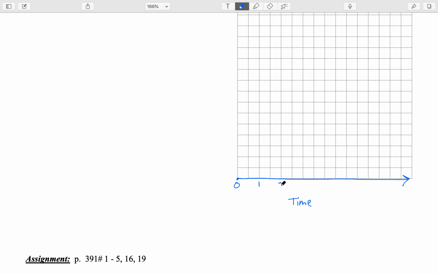1, 2, 3, 4, 5, 6, 7, 8. Okay, that's a decent size, right? That's a decent size graph. Okay, let's not worry about that right now. Now, what about the other one over here?